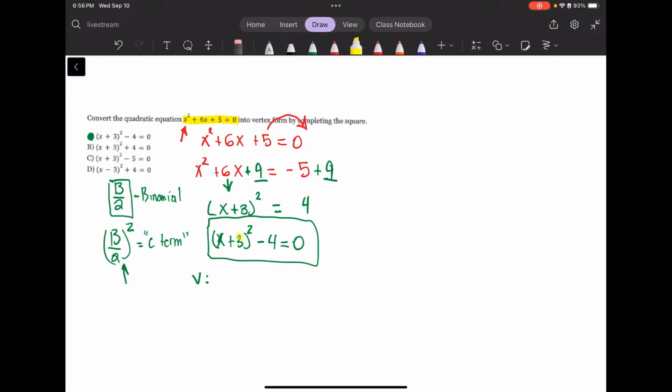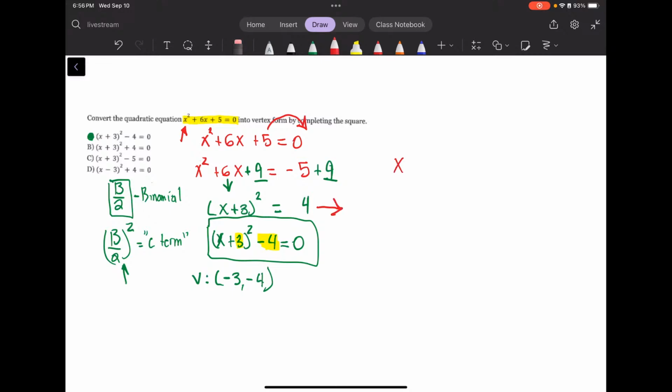But before we go to the next problem, 2 things. Number 1, if we were to identify the vertex, we know that is going to be (h, k), which is these two numbers that I'm highlighting. So the vertex would be (-3, -4).